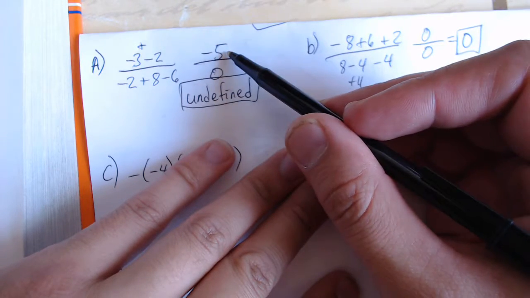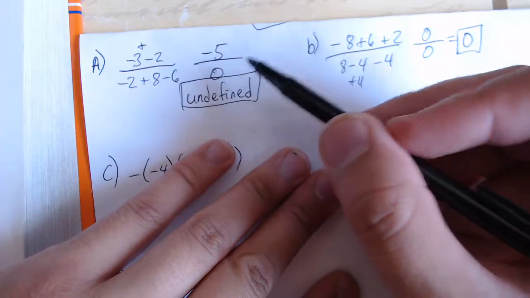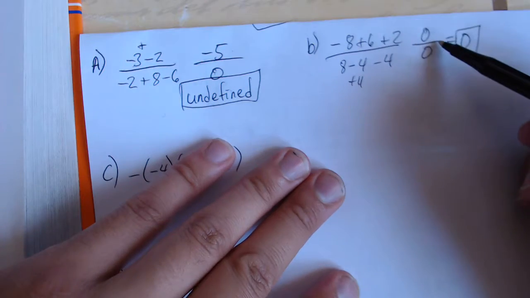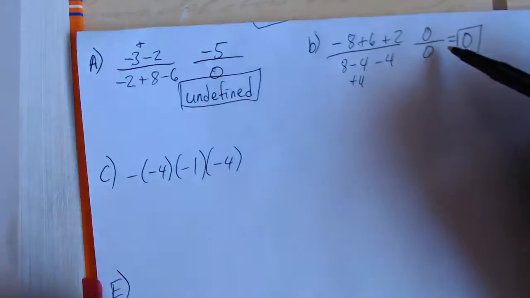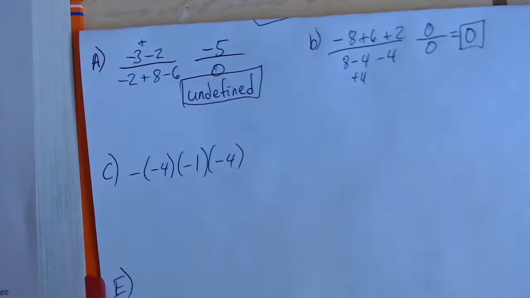So anytime the numerator is not 0, the denominator cannot be 0. The only time the denominator can be 0 is if the numerator is 0. So, this answer is 0, this answer is undefined.